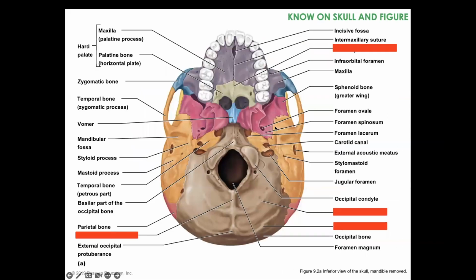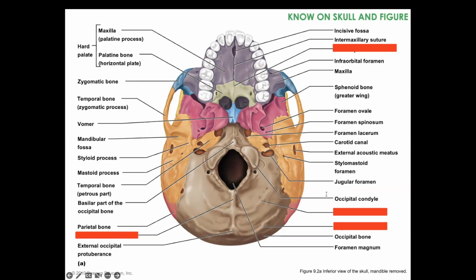So this is an inferior view, or bottom view, of the skull. Right in the middle, you can see the foramen magnum. You will need to know that. And it's on the occipital bone. This is where the vertebral column meets the skull and allows the spinal cord to meet the brain.